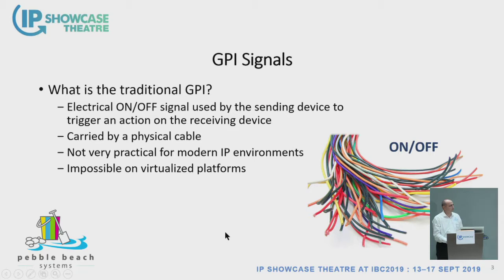Every broadcast facility, I think, in the past would have some GPI signals. And in a traditional, let's say, SDI world or even analog world before that, those would be electrical signals that are carried over physical cables. So it's just an on-off signal. And obviously, that doesn't work well in modern IP environments. You could have, let's say, a private cloud implementation and run some cables to do GPIs, but it wouldn't make much sense. And if you go to virtualized platforms, like public cloud, you are not going to run cables in Amazon. That's for sure.